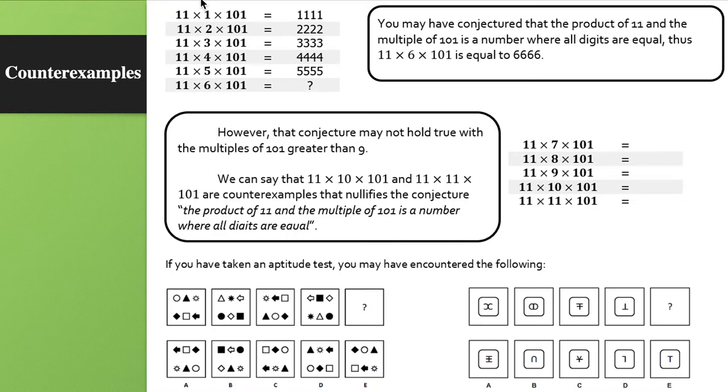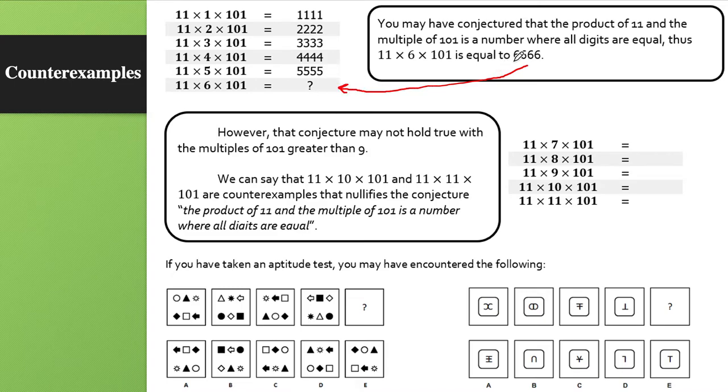So for instance, let's consider this example. We can observe that 11 times 1 times 101 is 1111, four ones. 11 times 2 times 101 is 2222, four twos. 11 times 3 times 101 is 3333, and so on. So you may conjecture that the product of 11 and a multiple of 101 is a number where all digits are the same. Thus, 11 times 6 times 101 is equal to 6666. And that happens to be true. Try to use that in your calculators.